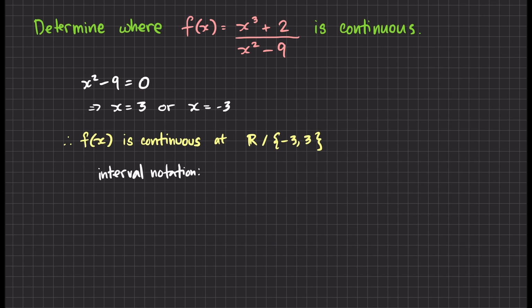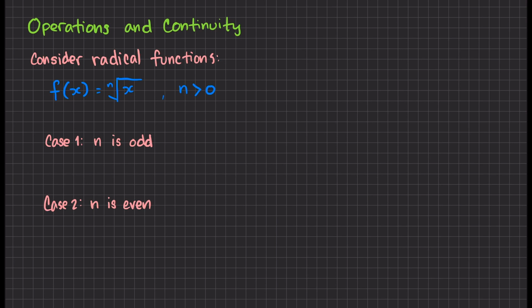Using the interval notation, our function will be continuous from negative infinity to negative 3. Then syempre sa negative 3, discontinuous siya. Then again, from negative 3 to 3. Then pagdating ng 3, may discontinuity ulit. And then again, from 3 all the way to positive infinity. Open intervals lahat.